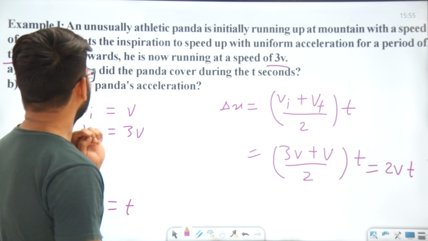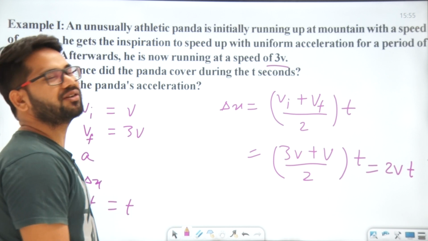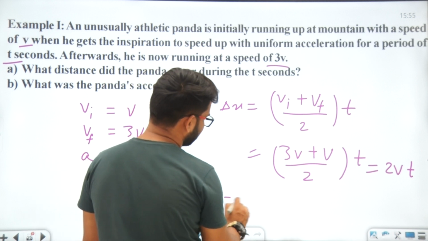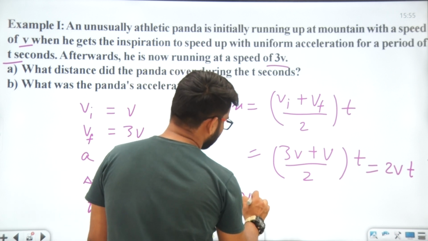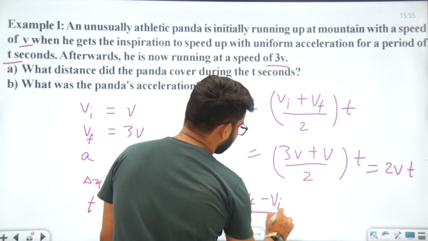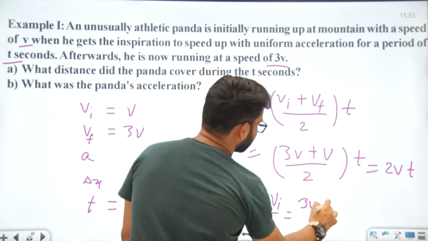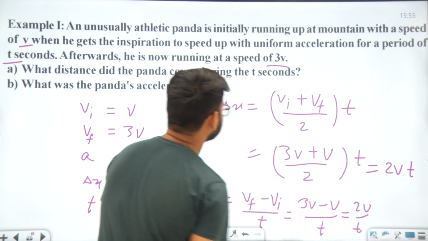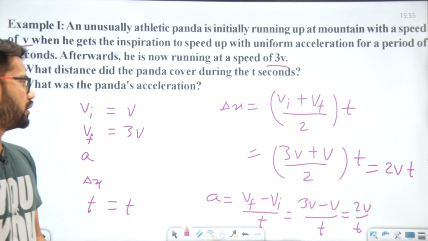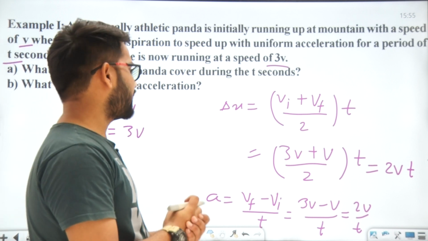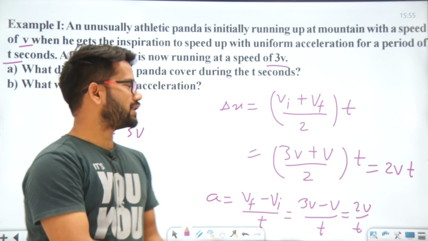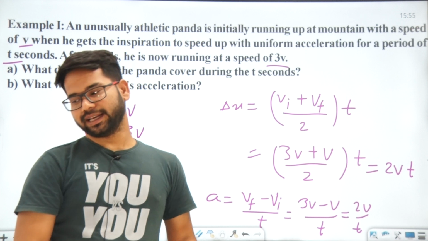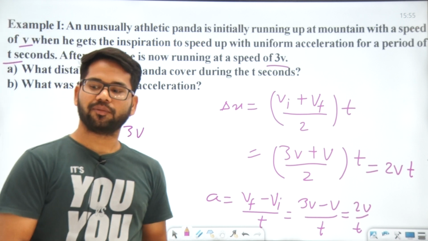The second question is acceleration. We have to find the acceleration. So students, as in the last question, we can write Vf minus Vi over t. So 3v minus v over t, so 2v over t will be the acceleration. I hope you understand this question and the concept behind it. Thank you. In the next part, we will learn about free fall.